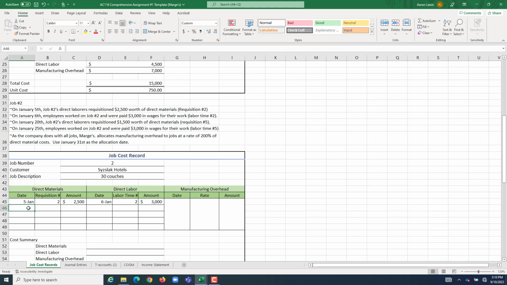Next bullet tells us that on January 20th, in requisition number 5, our laborers went and got $1,500 worth of direct materials out of storage for use in this particular job. So we're going to assign that $1,500 in direct material costs to job number 2.